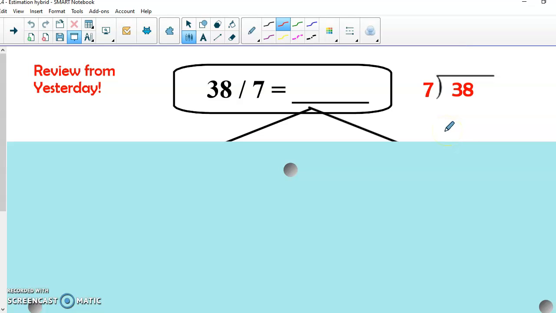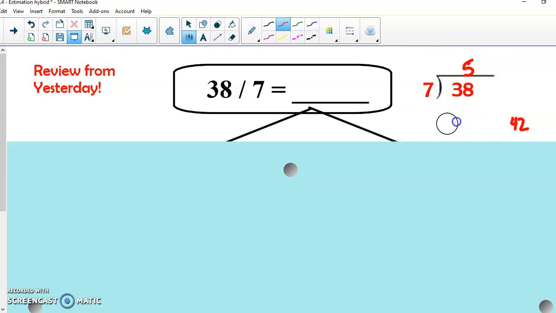And so if I were to count by 7s, I might say 7, 14, 21, 28, 35, that's 7 times 5, and then 7 times 6 is 42. Now I know 42 is too big, so that means that 7 can fit into 38 5 times. 7 times 5 is 35.